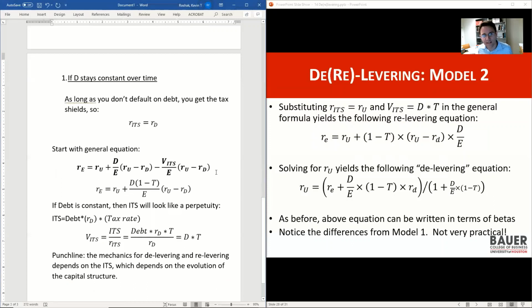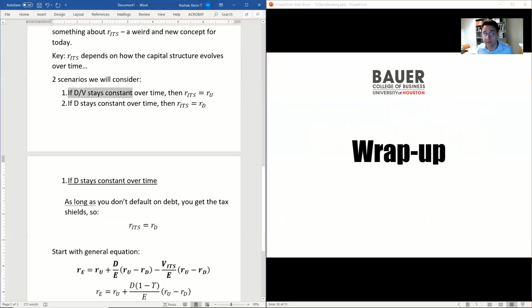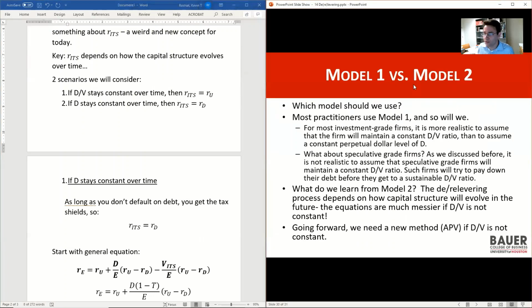Things are very nice and clean if you keep a constant debt to value ratio. Things get kind of messy and not very usable if you deviate from that. Okay, so practically, we're not going to deviate from our first model. We're going to keep this debt to value ratio constant, but it's worth talking about what happens if that's not true. Okay. So to conclude, which model are we going to use?